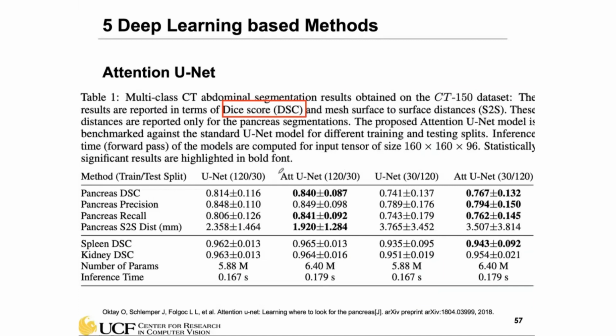So this is the quantitative result. They also use the Dice score to measure the performance, and using the attention mechanism in the U-Net structure gives them better performance compared to the vanilla U-Net.